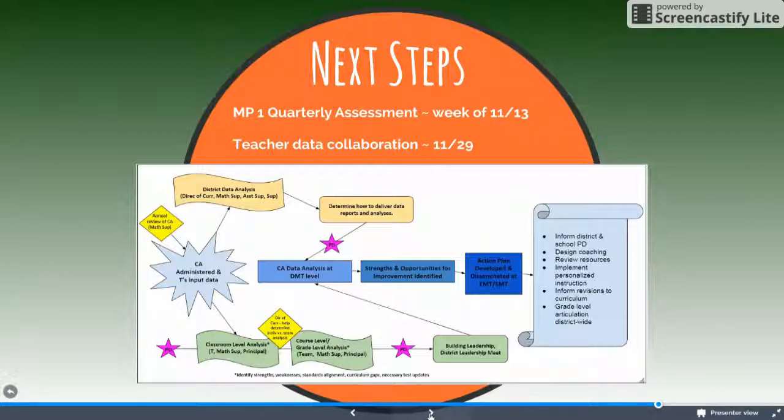Based on the administration of the Common Assessment and the data that we analyze, we will develop an action plan that will inform district and school professional development, will design our coaching needs, will help us to review resources and to implement personalized instruction. It will also help us to inform revisions to our curriculum and to help guide articulation district-wide.